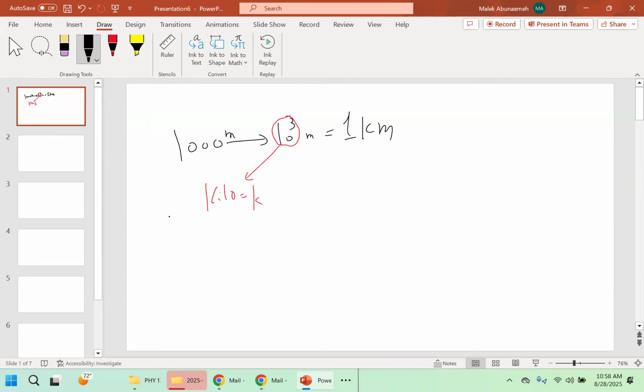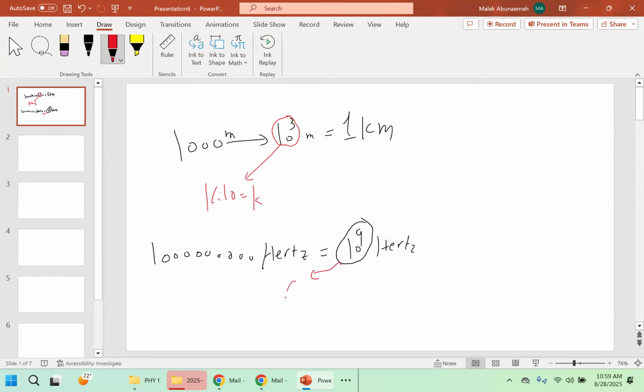Now, let's say we have a bigger number. Let's say we have 1,000,000,000, 1, 2, 3, 4, 5, 6, 7, 8, 9. And let's just use hertz as a sample unit. So, how many zeros do you have? 9. So it'd be 10 to the 9 hertz. This 10 to the 9 is going to be called your giga, and this can be written as 1 gigahertz.